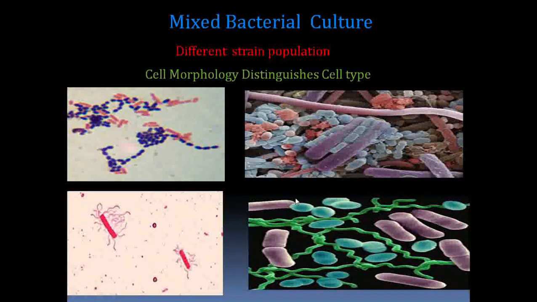Got it? On the basis of their morphology, that is cell type, we can see the different cell shapes. We can distinguish that these are different cell types. It is a mixed culture. We cannot call it a strain, but you can understand that different strains are present within a population here.